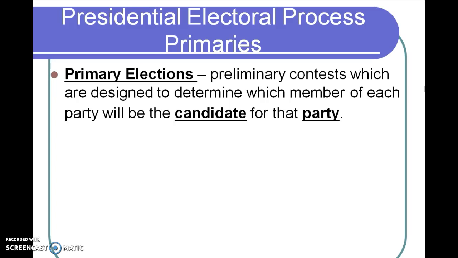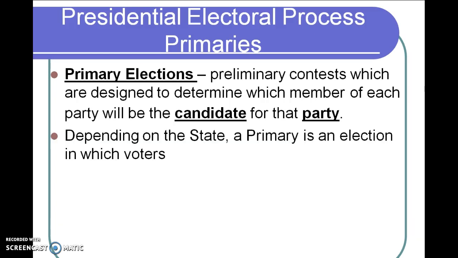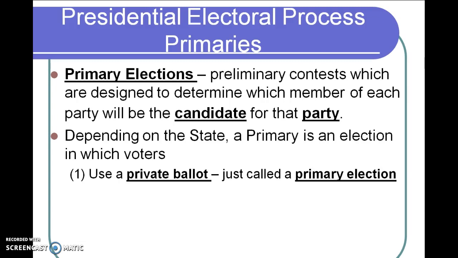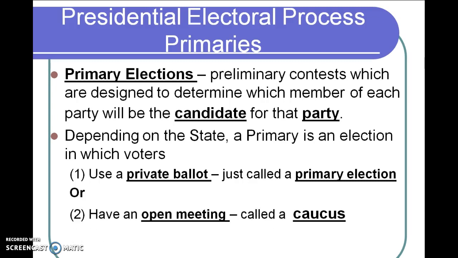They are based on party politics. A lot of the rules are determined by state party officials. So we are just going to get a basic general overview of how this works. Depending on the state, you can either have a private ballot where you go in, use a ballot, turn it in, and you're done. That's simply called a primary election. And some states have an open meeting called a caucus.